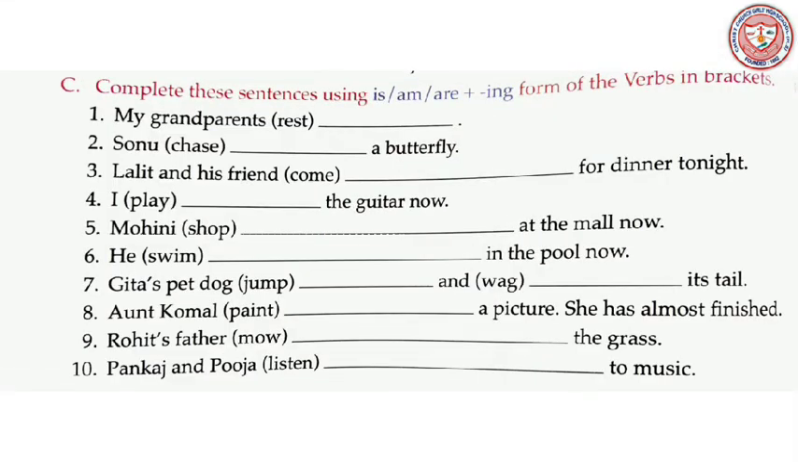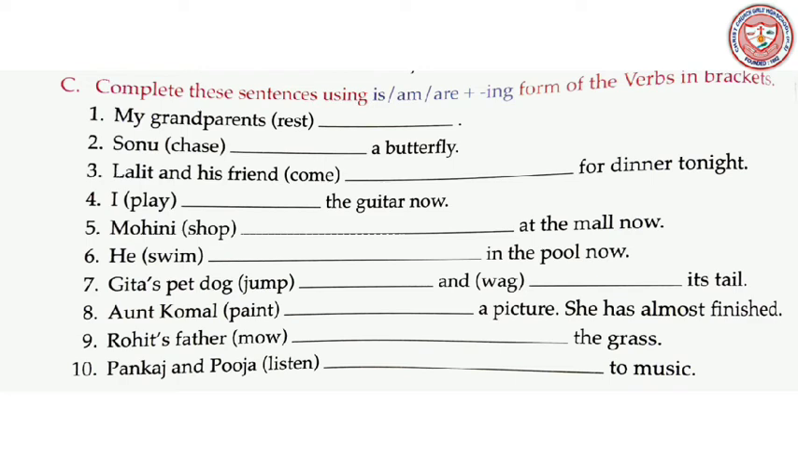Now complete these sentences using is, am or are plus ing form of the verbs in brackets. Number 1, my grandparents rest.